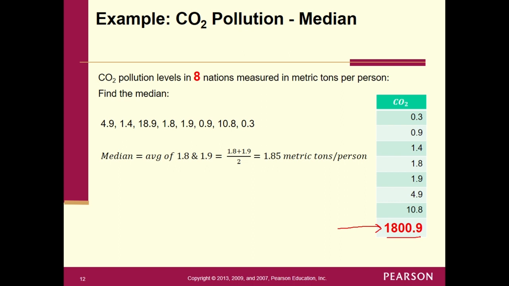Can you think it through? What would happen to the median? What'd you say in your head at least? Did you say it's not going to change? Okay, and that's absolutely true. The median would not change in this situation because we would cross this with that, cross out this with this, cross out that with that, and we would still get 1.85 metric tons per person.